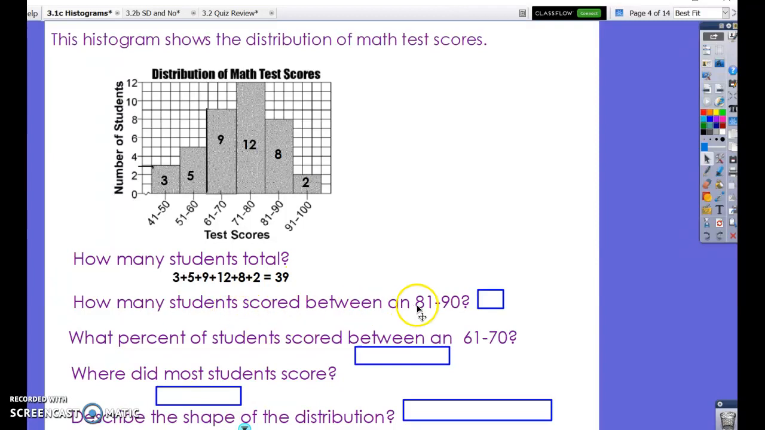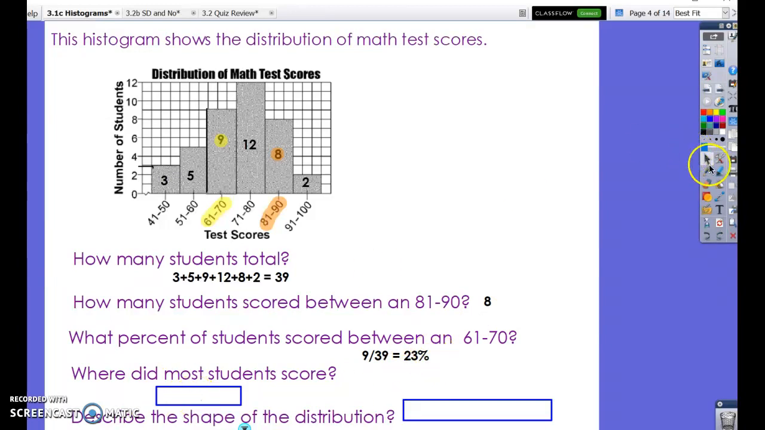How many students scored between 81 and 90%? Well, here's our 81 to 90%, and it looks like 8 students scored in that range. So our answer would be 8. Question 3, what percent of students scored between 61 and 70? Well, 9 students out of 39 scored in that range. So to find this percent, we'd take 9, divide it by 39 to give us 23%.